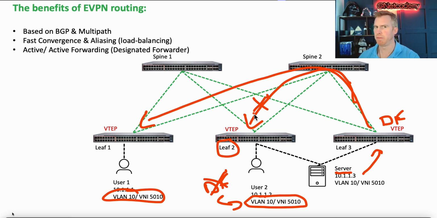So this designated forwarder is absolutely superb when we start talking about bump traffic. We need the designated forwarder for bump traffic. Unicast traffic just works. We've got aliasing, we've got fast convergence or mass withdrawing, we've got multi-path. That works really, really well. It gives us redundancy, load balancing, multi-path, etc. But we need that designated forwarder when it comes to bump traffic.